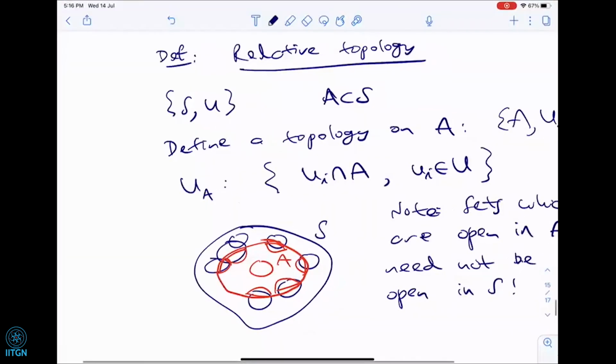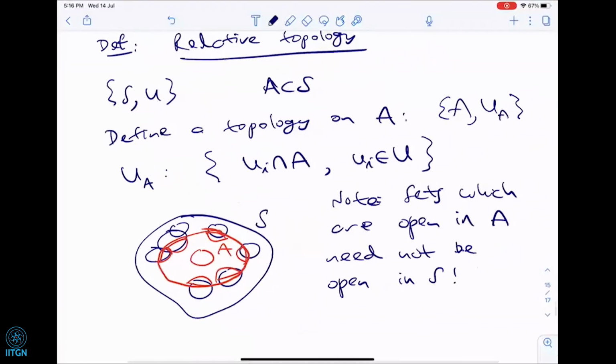So the new relative topology, Suraj, is that A is the set and the U_A are the open sets, and the U_A are nothing but the open sets U_i intersected with A. Okay, good. That was fine.